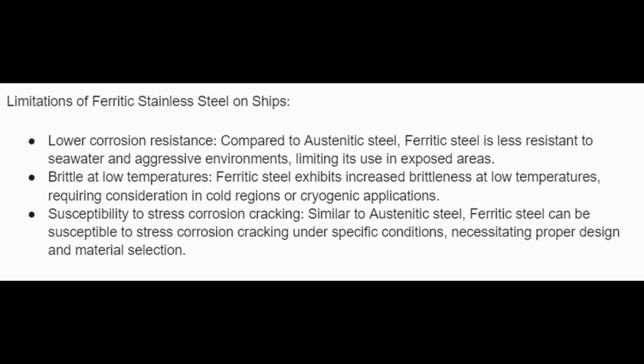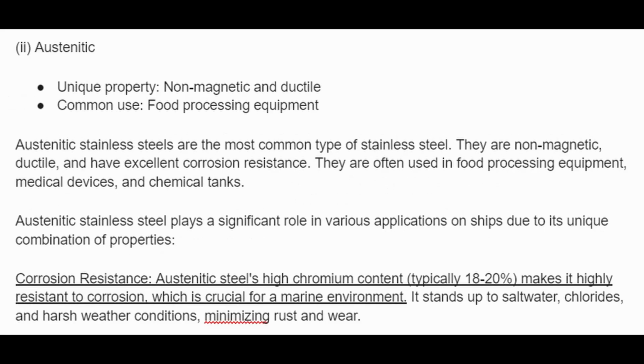It's similar to that of austenitic steel. Ferritic steel can be susceptible to stress corrosion cracking under specific conditions. Austenitic steel. Its unique property is that it is non-magnetic and ductile. Its common use is in food processing equipment.